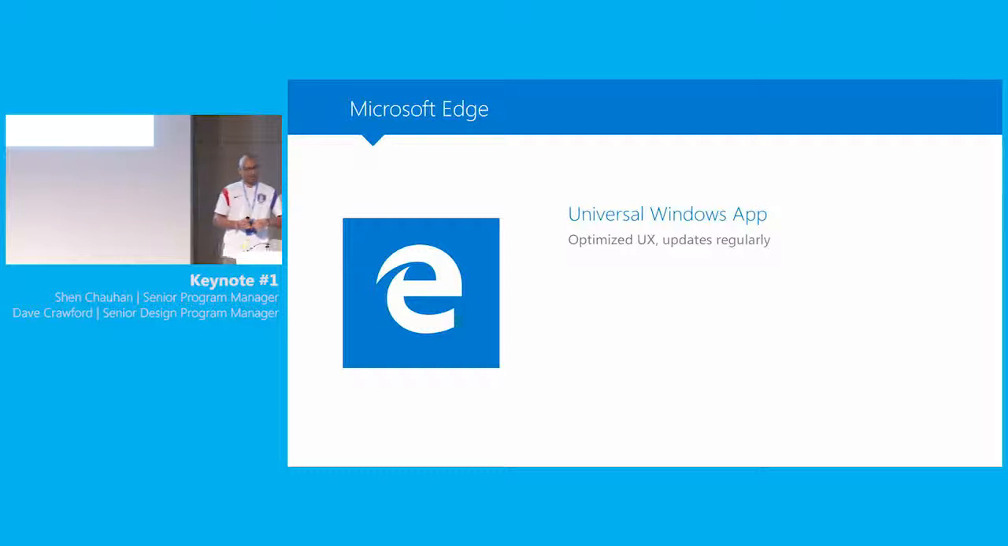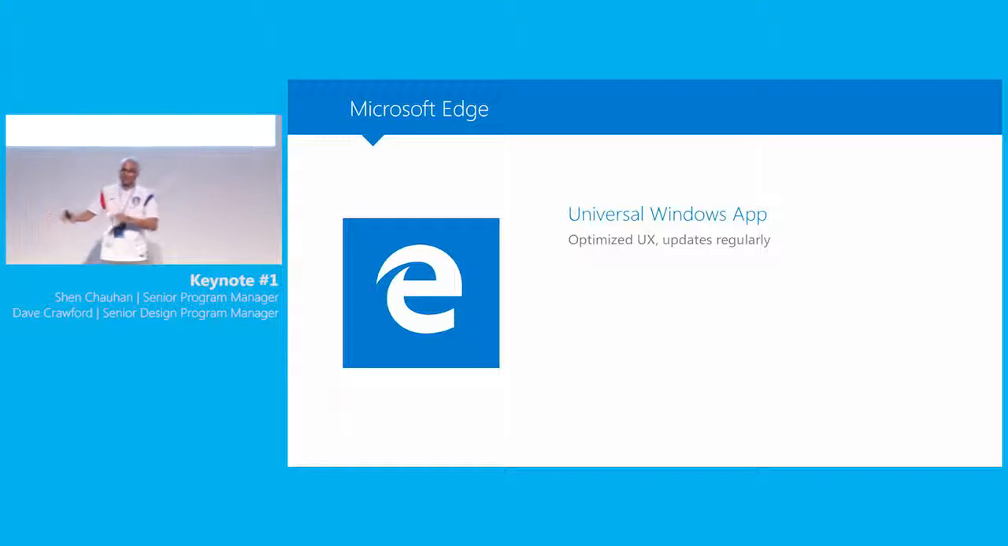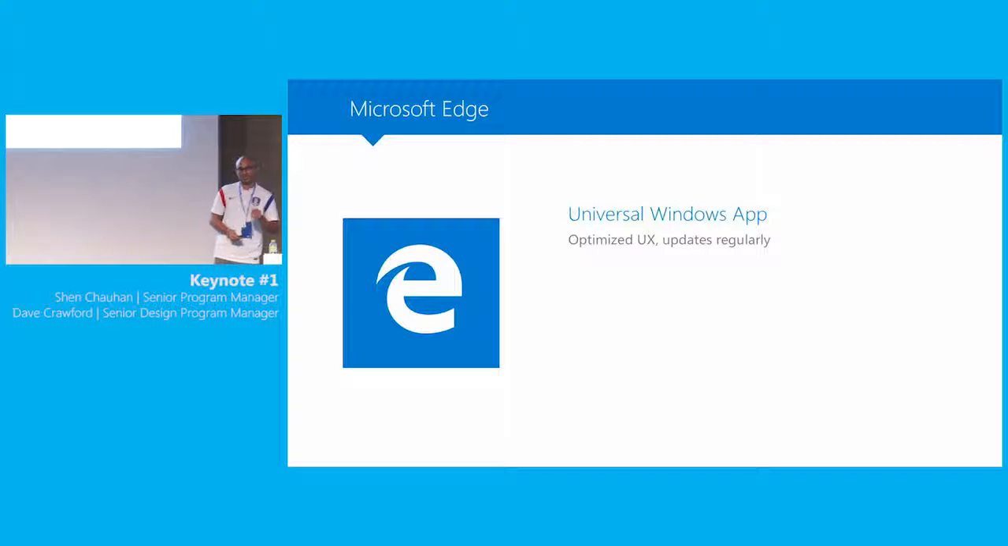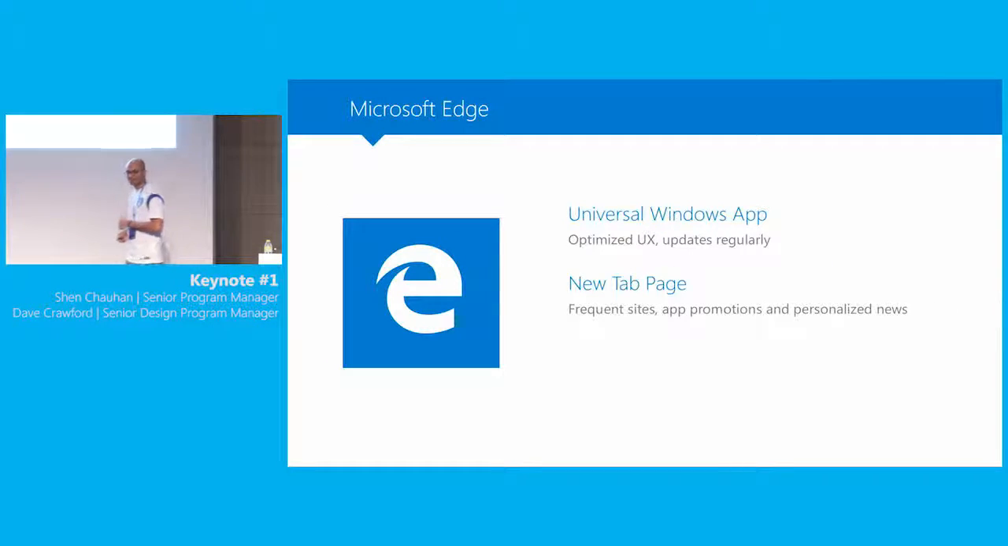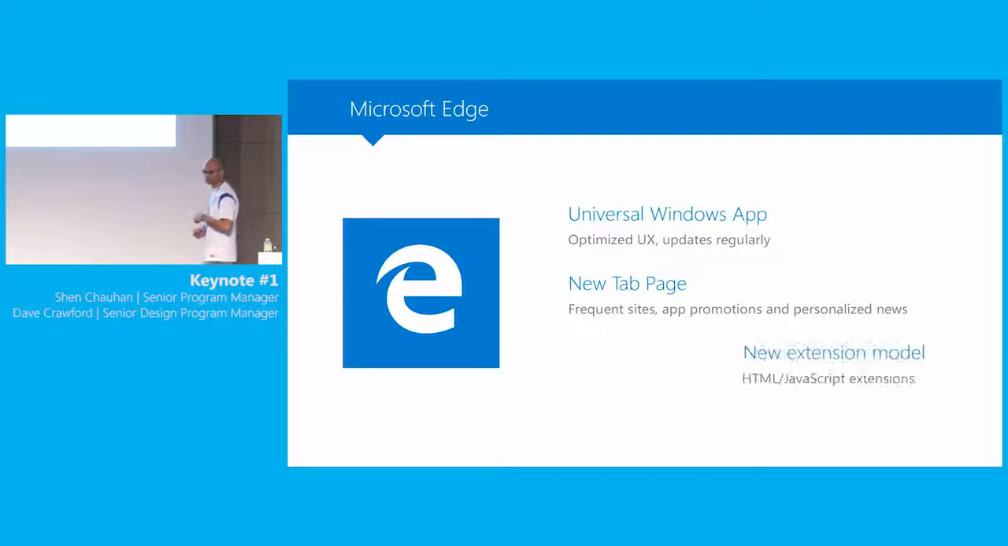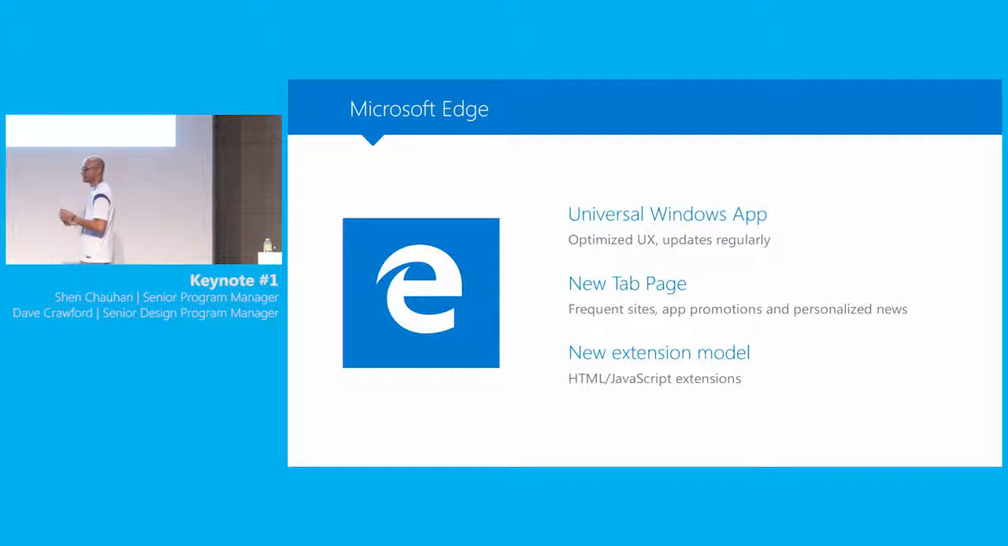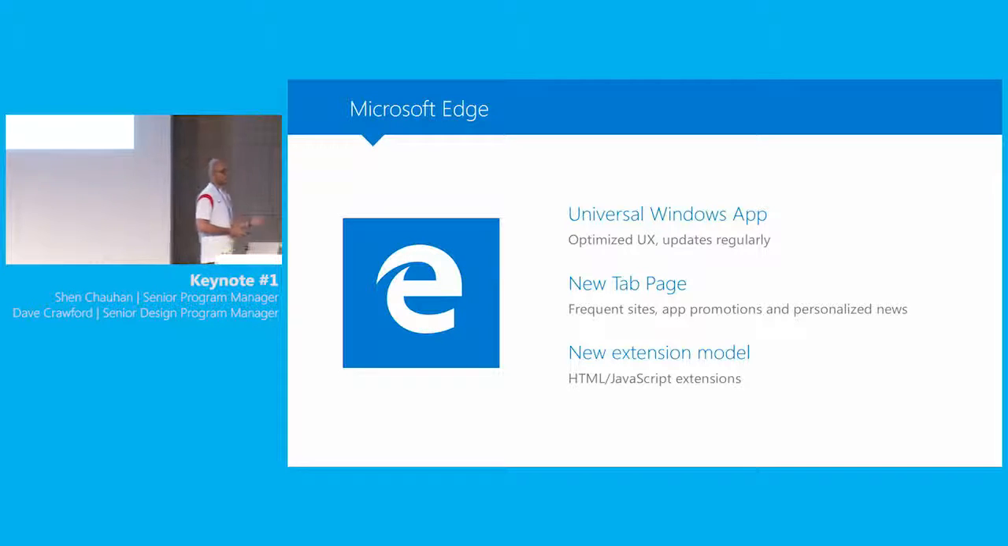So let's talk about Microsoft Edge, the browser. It's an optimized user experience that updates regularly. It doesn't have the 20 years worth of history that Internet Explorer keeps carrying with it. It's designed to make sure the web just works and be on par with those other modern browsers. We have new features: the new tab pages for frequent sites, some promoted apps, and also personalized news for you. And the final one will be a new extension model, and this will allow you to take your existing extensions on other browsers and port them easily across to Edge.